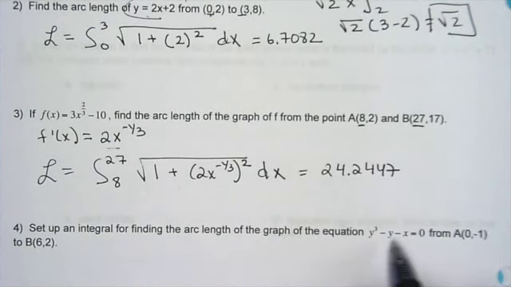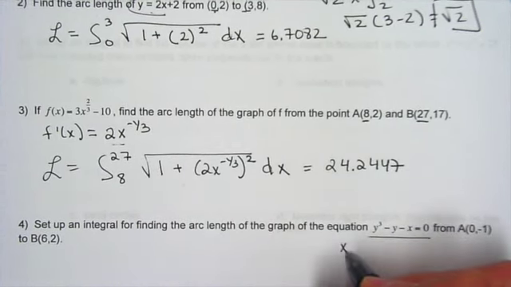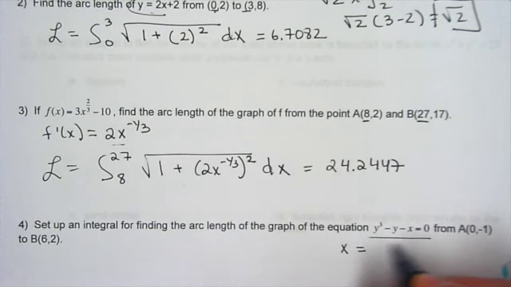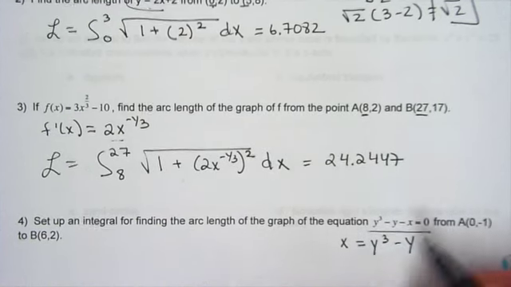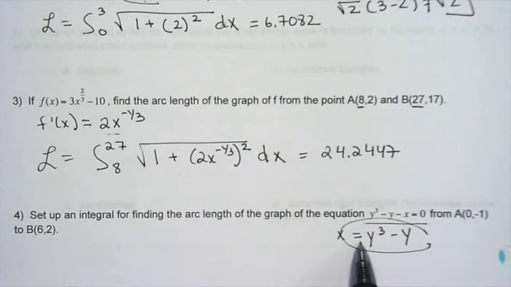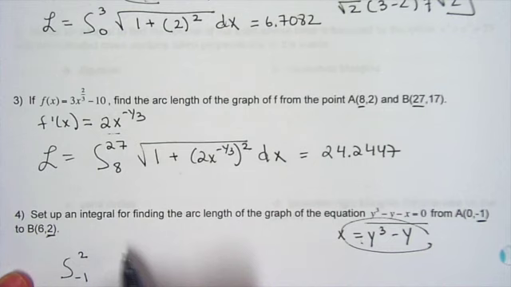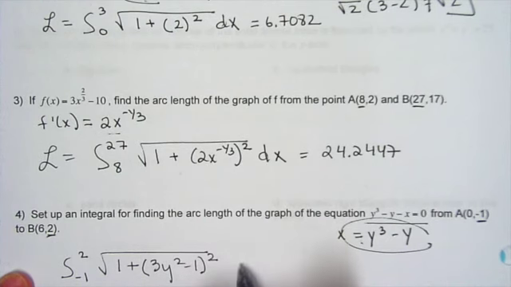Okay, one last one. This one, notice, it is going to be easier to solve this for x. So I'm going to solve this for x. So x is really y cubed minus y. So for this problem, I'm going to need to do this in terms of y. So I'm going to go ahead and use the y coordinates. So I'm going to integrate from negative 1 to 2, square root of 1 plus, my derivative is 3y squared minus 1, squared, dy.